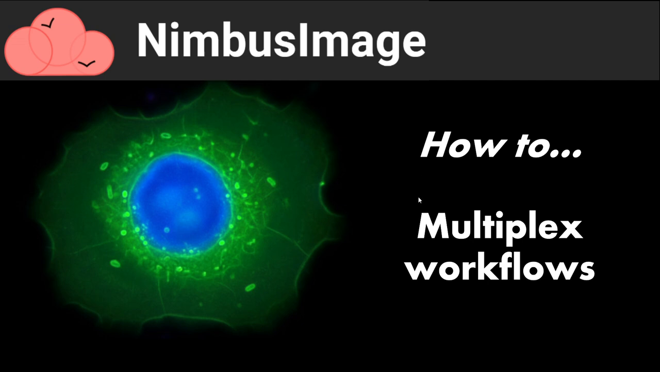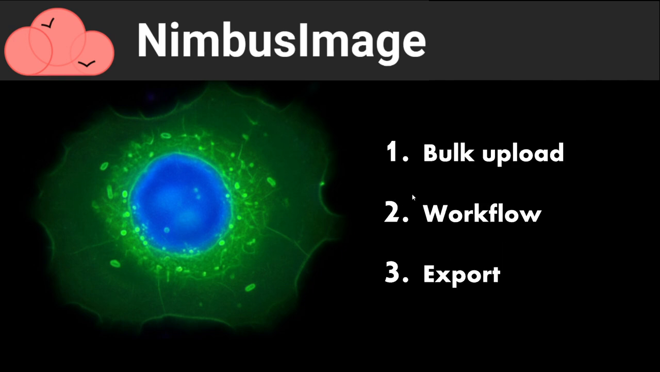In this demo, I'm going to show you how to multiplex the Nimbus workflow across multiple images. So we're going to start by doing a bulk upload of one experiment that has 4 different images with 2 different channels. I'm going to show you how to build a workflow and iterate over all those images. And then I'm going to show you how to export the data.